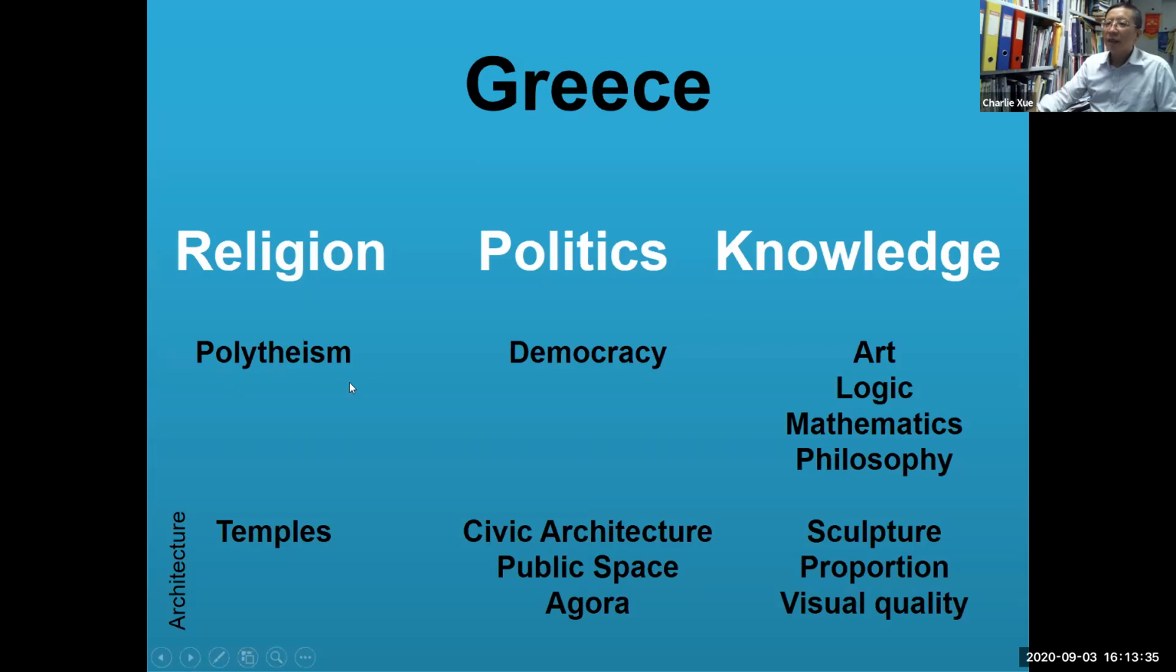It's many gods, polytheism. So in architecture, there are temples to accommodate different gods. And in politics, they have democracy. Then there is civic architecture, public space, the agora. Agora is a market, an open market. And today if you travel to Athens, you can visit those agora. The agora is still there. In knowledge, they have art. You can see the very beautiful sculpture. Logic, mathematics, philosophy. Some very famous mathematicians and philosophers, we still know their names. Plato, right? This is presented by sculpture and people's principle of proportion and visual quality. As you can see, the sculpture is very beautiful, and the person looks very like a true man, right?